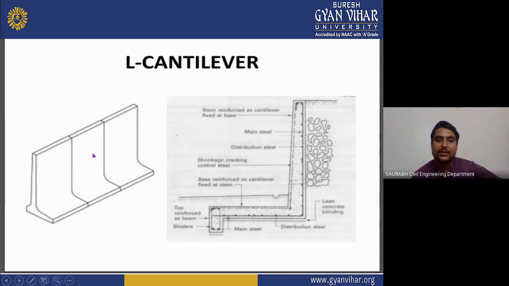So now we will see the L-shaped cantilever wall. As you can see, the cross section of this wall looks like an L. As you can see here, that is your stem reinforced as a cantilever fixed at base. And this is your main steel, and this is your distributed steel, and that steel is provided to prevent the shrinkage cracking and control the cracks. And this is your base reinforcement as a cantilever fixed at the stem. As you can see, this is your lean concrete binding which is provided in the base of this wall.